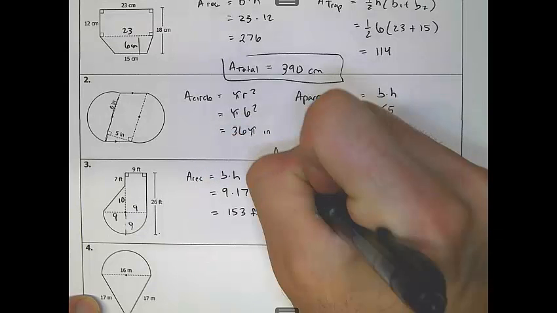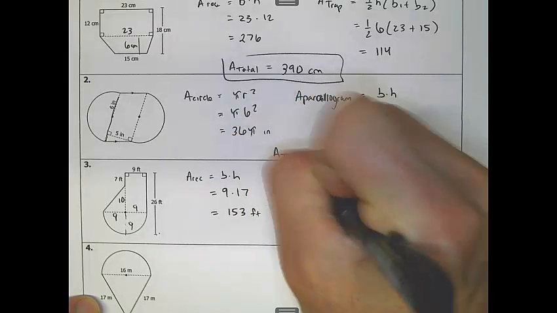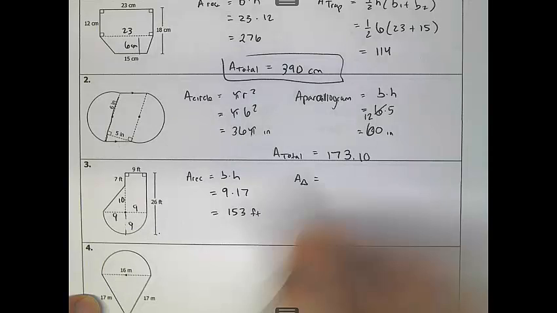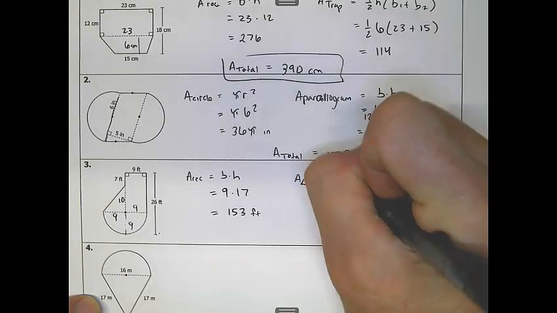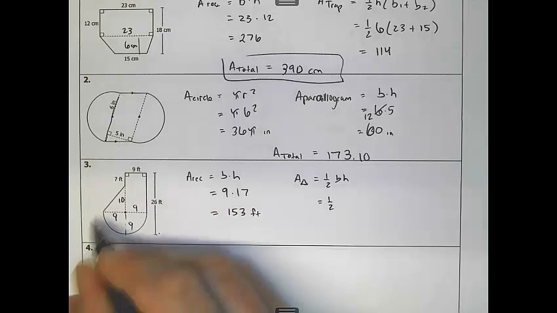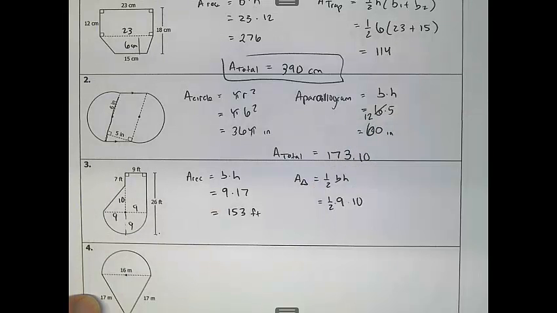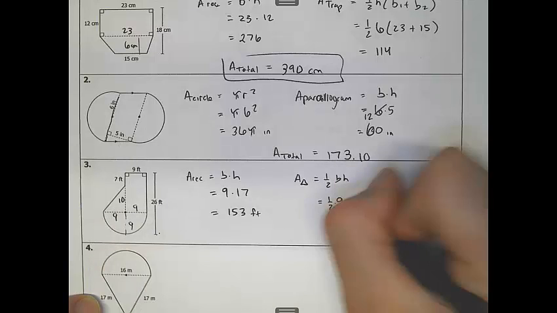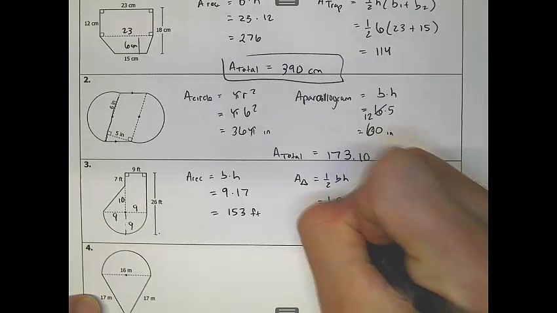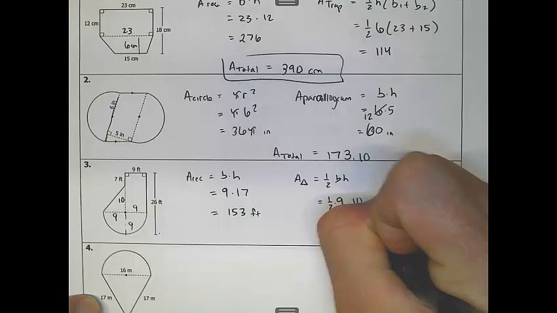All right, now let's do the area of, I guess, the triangle. The area of the triangle is 1/2 base times height, so 1/2 base times height. The base of the triangle is 9, and the height of the triangle is 10, and that gives us 45, and that would be feet.